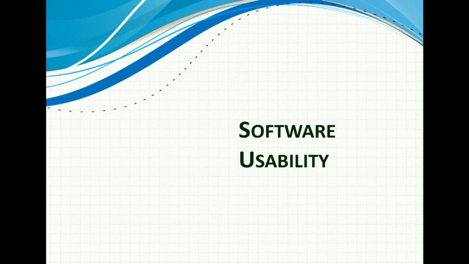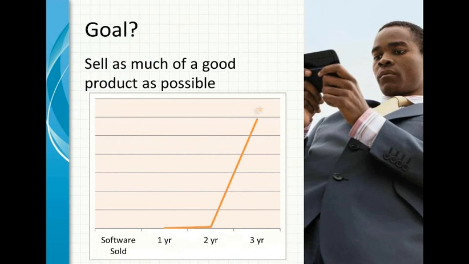Now let's talk about software usability, because that's why you're all here today. And when we talk about software usability, you're going to want to take some notes. The end goal for software companies is to sell as much of a good product as possible. That should be your goal. You don't want to be selling as much of your product 2 or 3 years down the road. You want to do this right away.